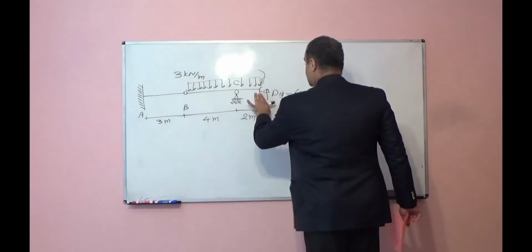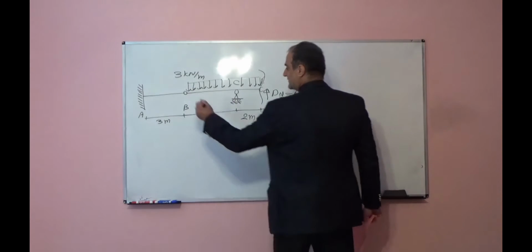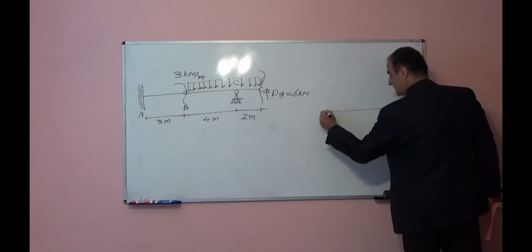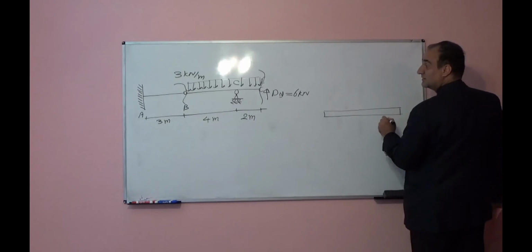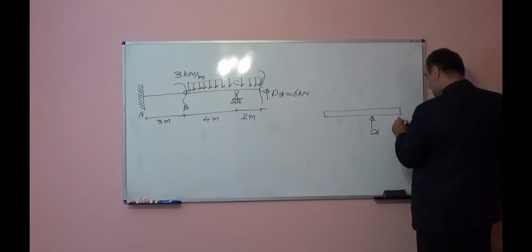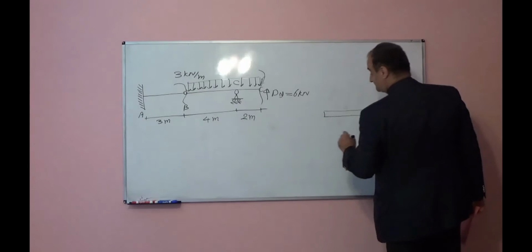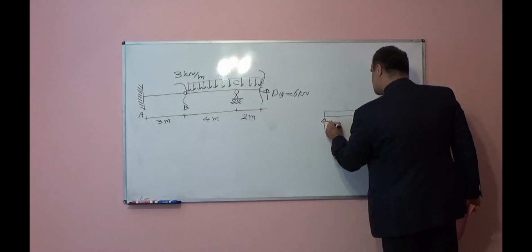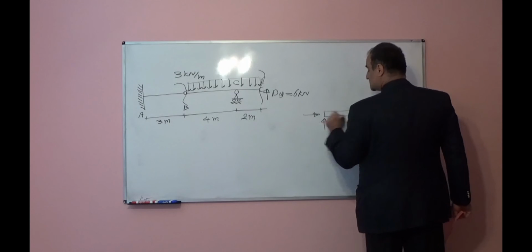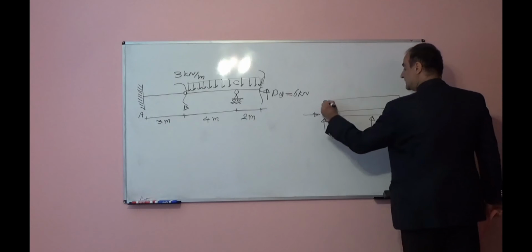Now, let's look at this part. Now again I can cut from point B. I can draw the free body diagram. Here I have Cy. I have 6 kilonewton Dy upward. Here assume By for now upward. This axial force, no problem. You can put it in any direction you want.